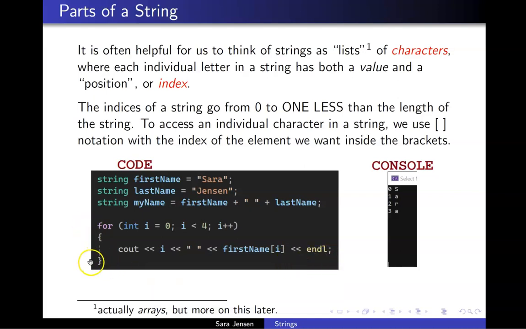So this code provided in the for loop right here on the left produces the output over here on the right, where the character in position 0 is this capital S, the character in position 1 is the first A, the character in position 2 is the letter R, and the final character occurring in position 3 is that final A in the word Sarah.